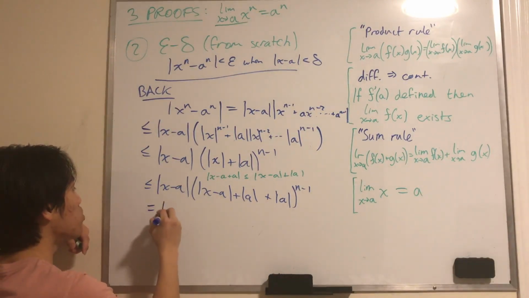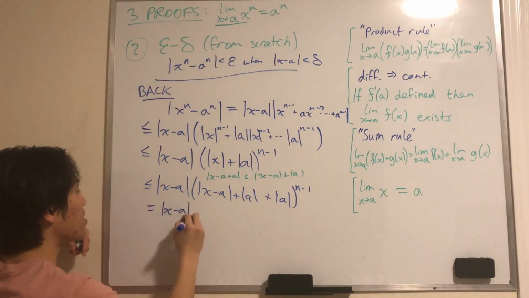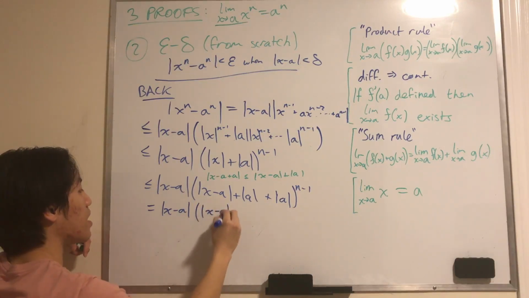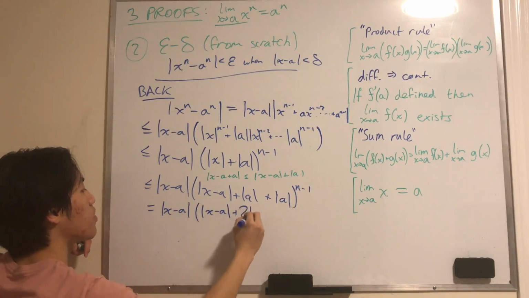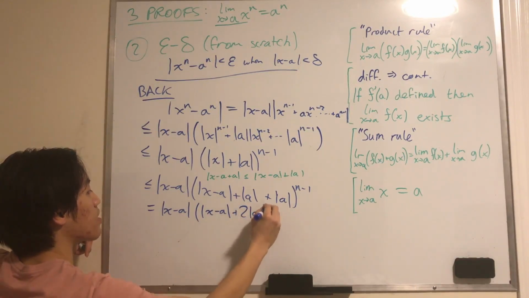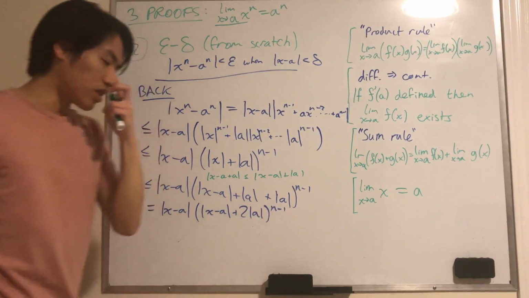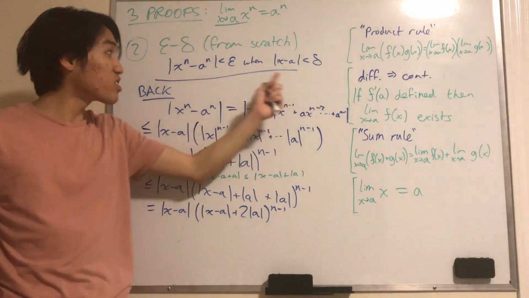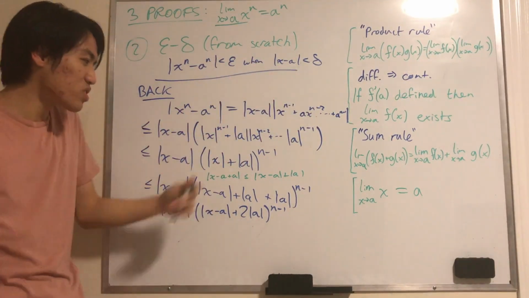This is equal to absolute value of x minus a, and then this is absolute value of x minus a plus 2 absolute value of a, to the power of n minus 1. Remember, we can control delta. We can control x minus a. That's why we forced it earlier.